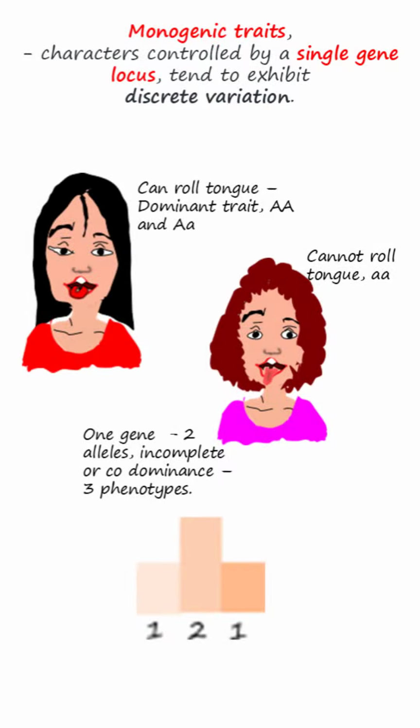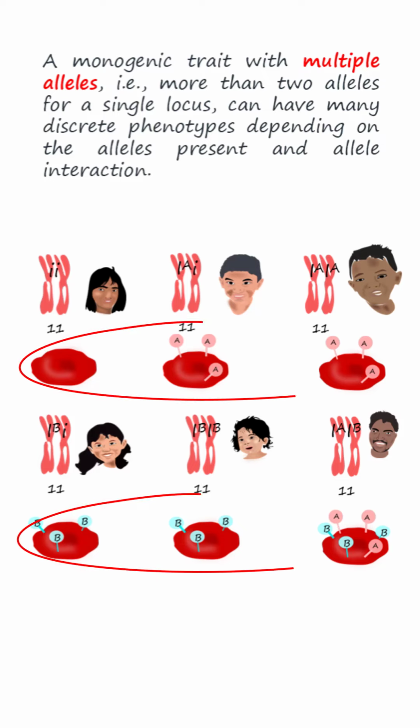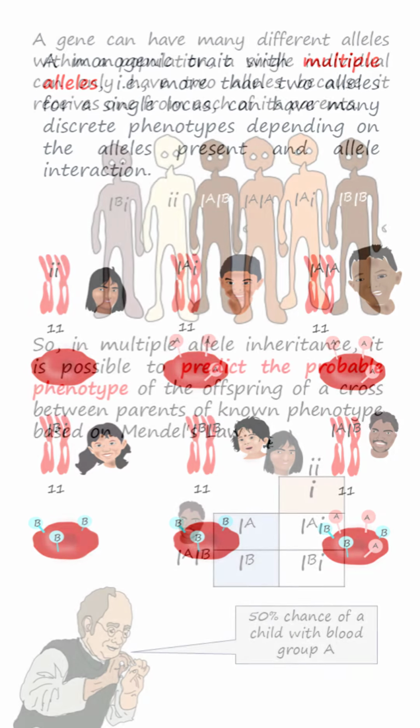On the other hand, monogenic traits, that is, characters controlled by a single gene locus, tend to exhibit discrete variation. A monogenic trait with multiple alleles, that is more than two alleles for a single locus, can have many discrete phenotypes depending on the alleles present in the individual and the allele interaction.